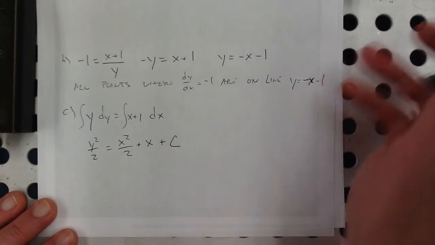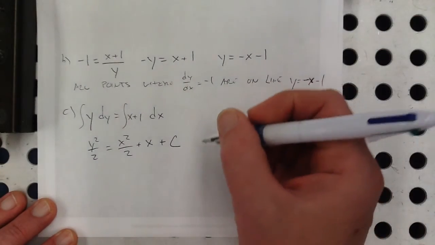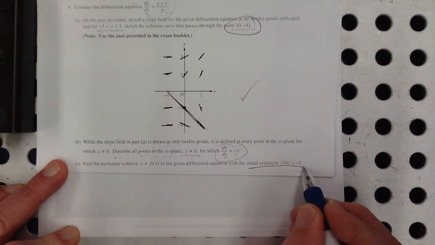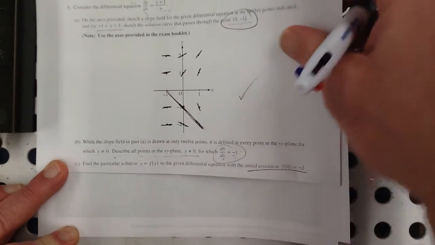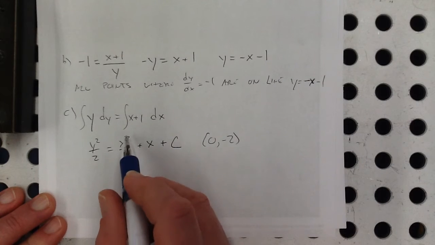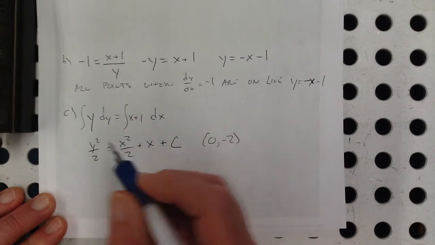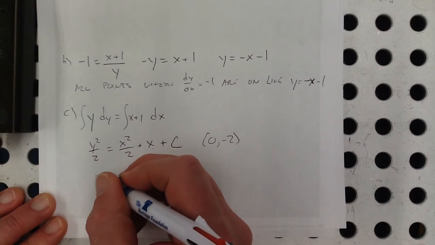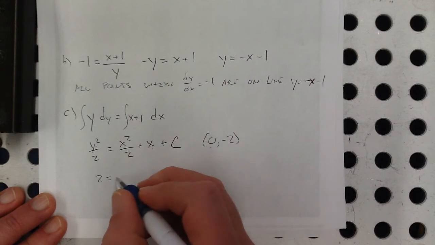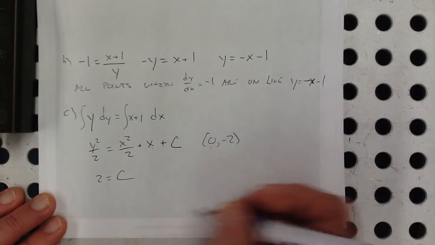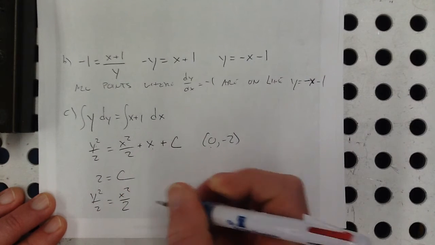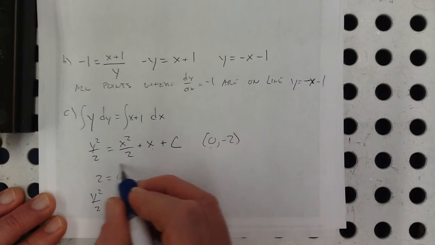Now, they're giving us a different point here, and it goes through the point 0, -2, right, with this initial condition. So we use this to find the c. So plugging in 0 for x and -2 for y. So that gives me -2 squared is 4 over 2. These go away because I'm plugging in 0 for x. So c is 2. So that means I got y squared over 2 equals x squared over 2 plus x plus 2.